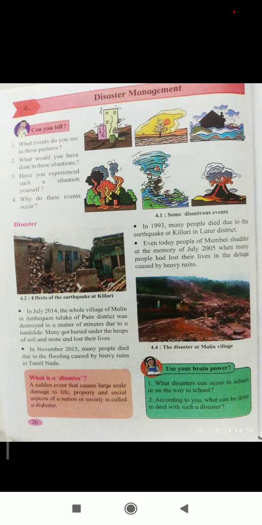Even today, people of Mumbai shudder at the memory of July 2005, when many people lost their lives in the deluge caused by heavy rains. What is a disaster? A sudden event that causes large-scale damage to life and property and social aspects of a nation or society is called a disaster. How and why do the following disasters occur? Flood due to heavy rains, an earthquake, lightning, a volcano eruption, etc.